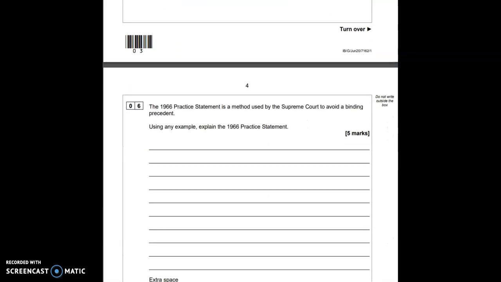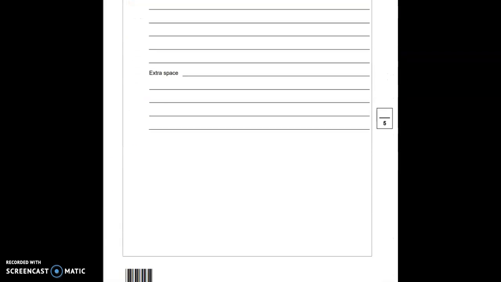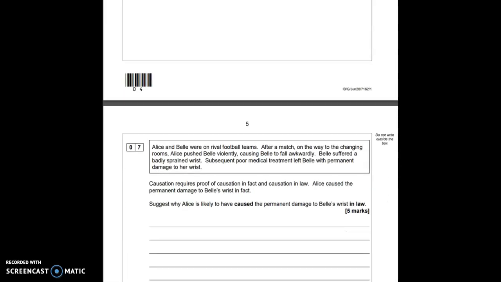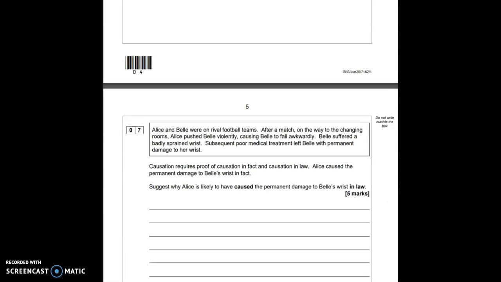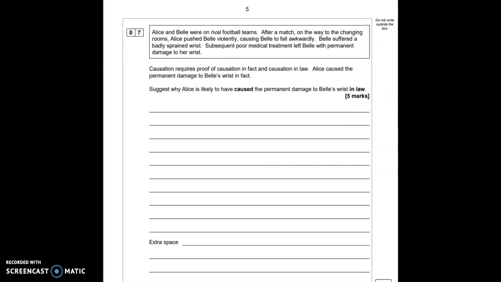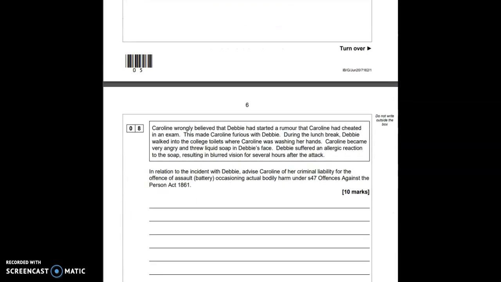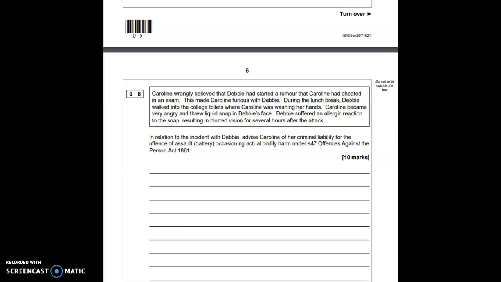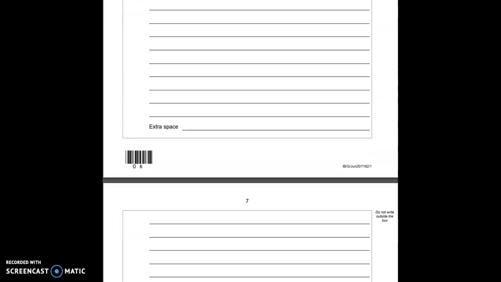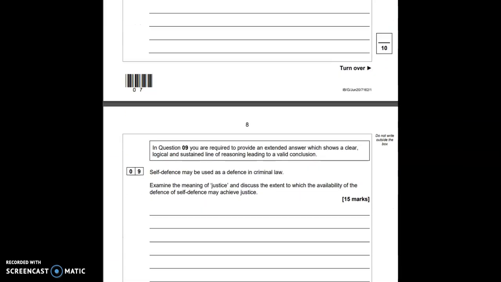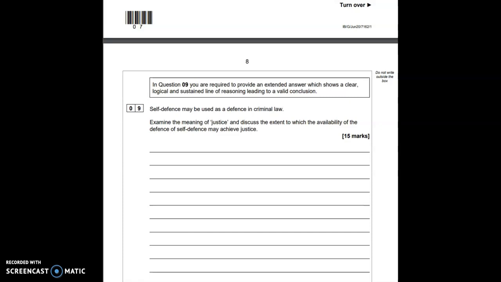And then you can see that it moves on to a 5-marker about the practice statement, a 5-marker about causation in fact and causation in law. We've then got a 10-marker on the Offences Against the Person Act, just scrolling down here to a 15-marker on the meaning of justice.